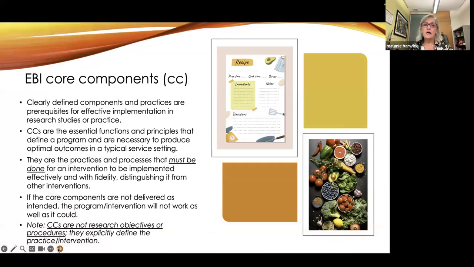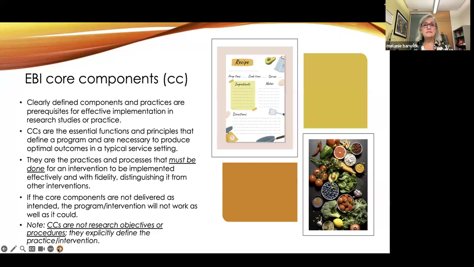So I think of evidence-based innovation core components as, as I mentioned, the things that have to be done, the essential functions, the essential principles, and they're also the things that define one program from a similar type of program that purports to do the same thing. So these are things that have to be put in place by the implementing organization. And if they're not in place, then the organization is not delivering the innovation you think they're delivering. They're not delivering with fidelity.